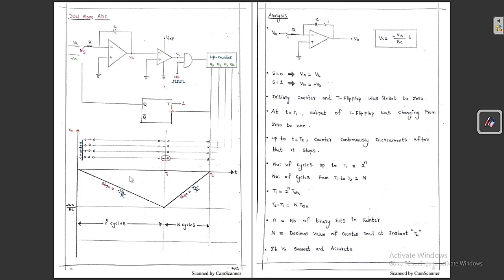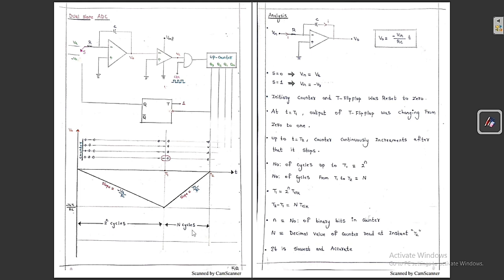So the total number of cycles is nothing but 2 to the power of n cycles. But the decimal value is 2 to the power of n minus 1. But the total number of cycles is 2 to the power of n. So if you count from here to here, then you are going to get 2 to the power of n cycles. For 4-bit it means 16. So 16 counts, meaning 16 clock cycles, you are going to get here. So 2 to the power of n cycles you are going to get here.